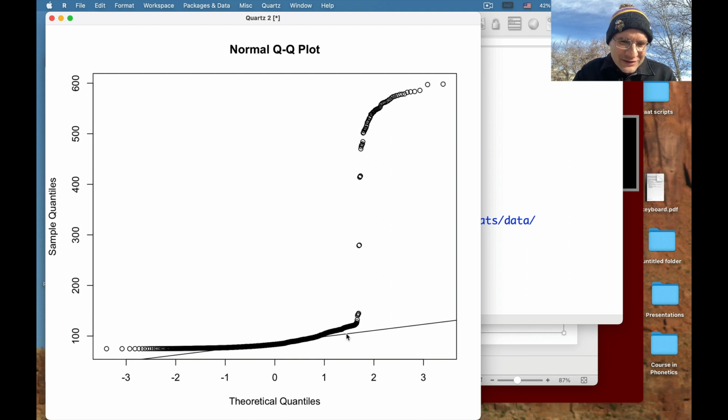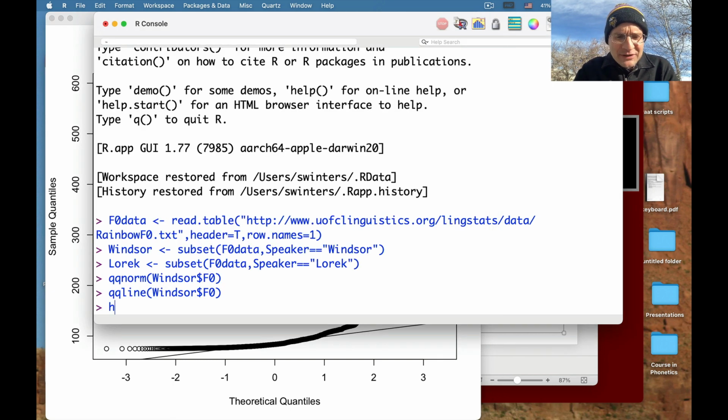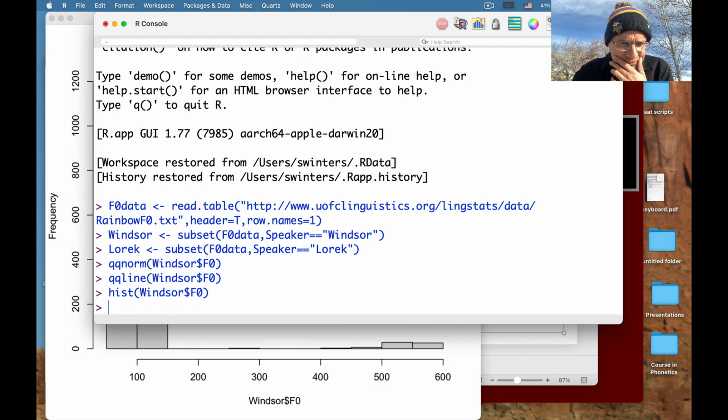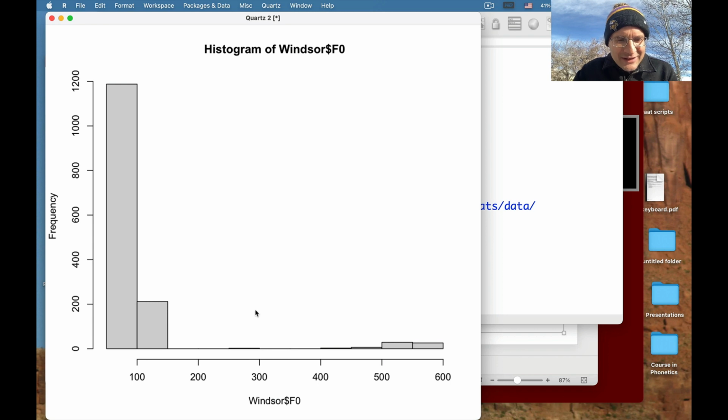And you can see that the normal distribution is supposed to look like a straight line, and this is not a straight line. That's totally obvious with this data, and you can maybe see why I picked it. In fact, since I mentioned the technique a second ago, we can take a look at the histogram for Joey's data, and you can see why it's not normal, right? There's a whole bunch of observations down here at the low end of the scale, and then there's, for some reason, a fair chunk of very high observations between 500 and 600 hertz.